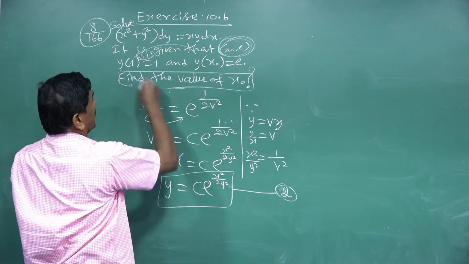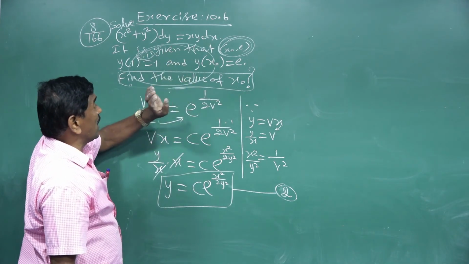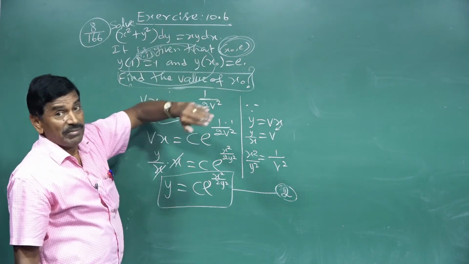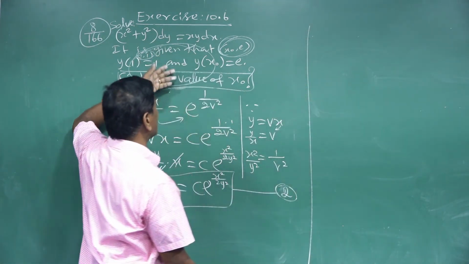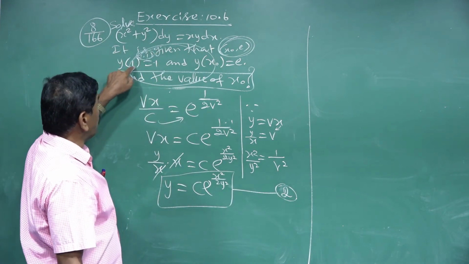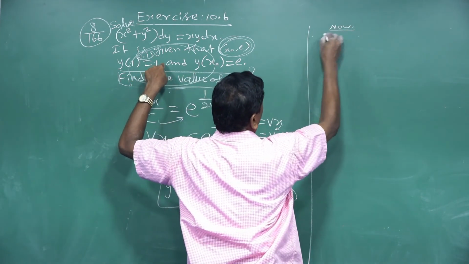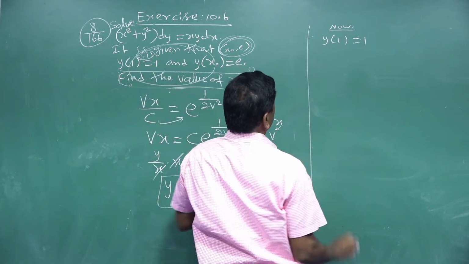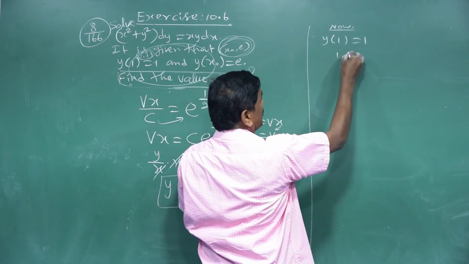But there is an extra condition. It is a conditional question. Okay. Now I want to use the conditions. Here there are two conditions available. That is also important. I want to use the condition twice. First condition, second condition. Okay. Now y of 1 is equal to 1. Y of 1 is equal to 1 means, yes, the point 1 comma 1.